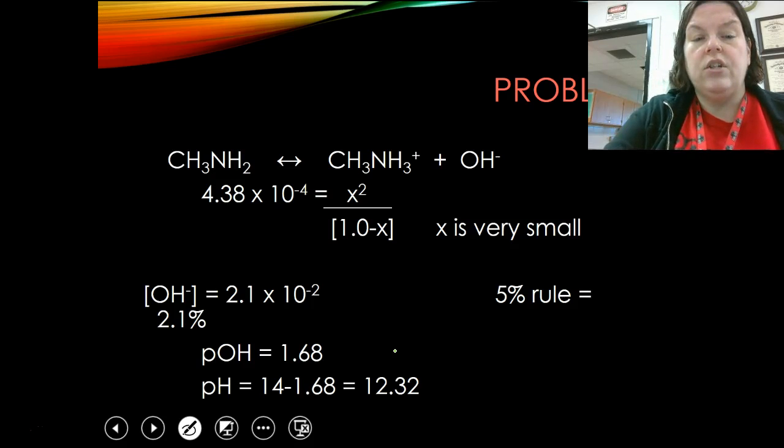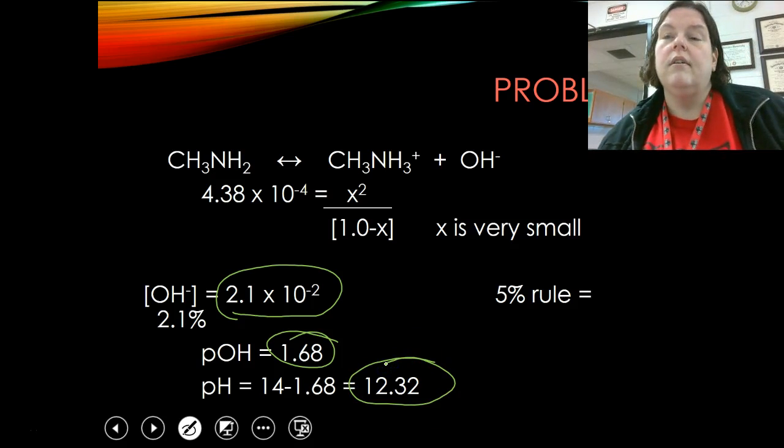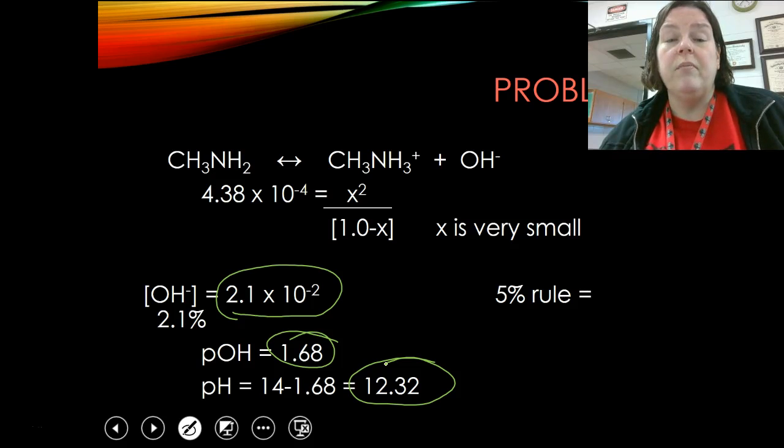So we see the pOH. We see the concentration of OH, right? Put that in. It's 2.1%, so that's within the 5% rule. We have 1.6 pOH, we subtract it from 14 and we get 12.13 pH. So this is all the same stuff that we've been doing. We're just doing ice table stuff, okay?